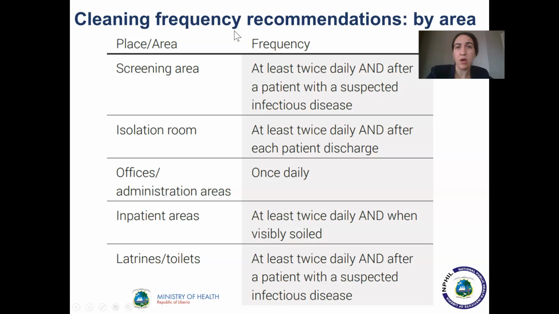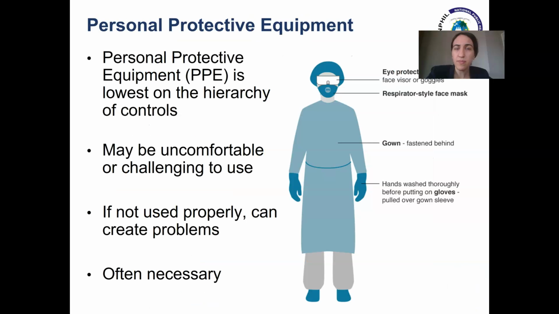The cleaning frequency also depends on the type of activity taking place in the area and the risk of infection associated with it. Screening areas and toilets should be cleaned at least twice a day and after use by a patient with a suspected infectious disease. Isolation rooms and inpatient areas should be cleaned twice daily and after each patient discharge.